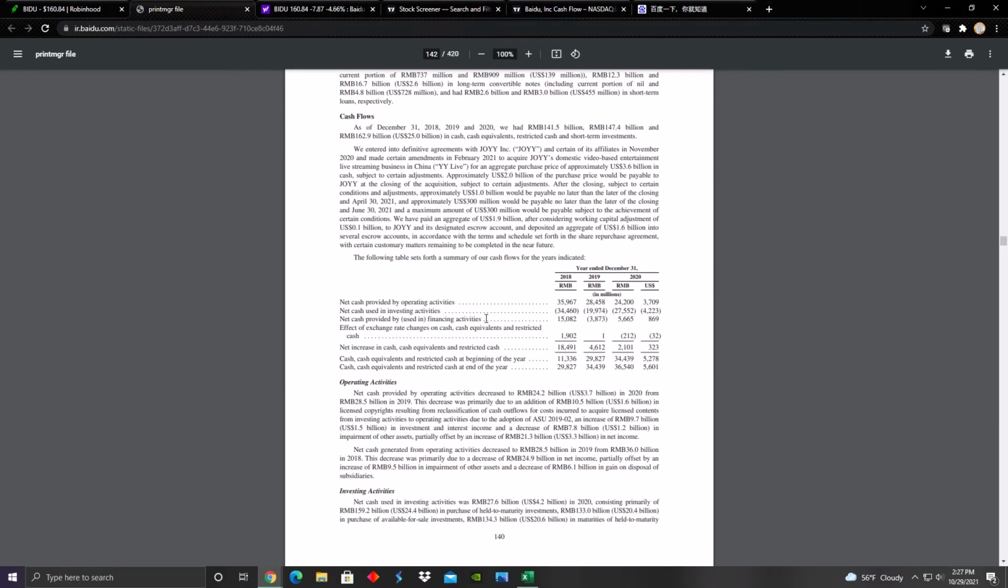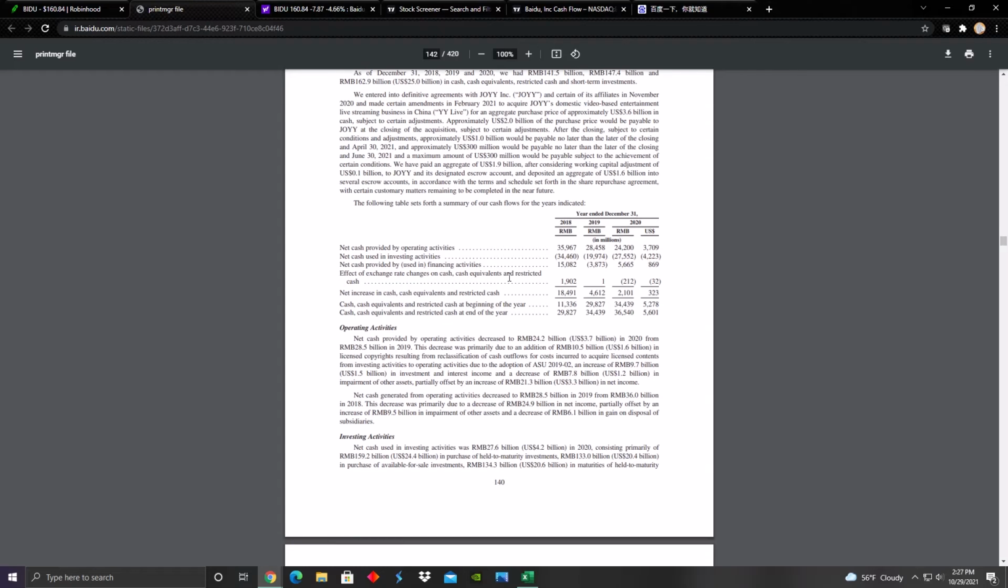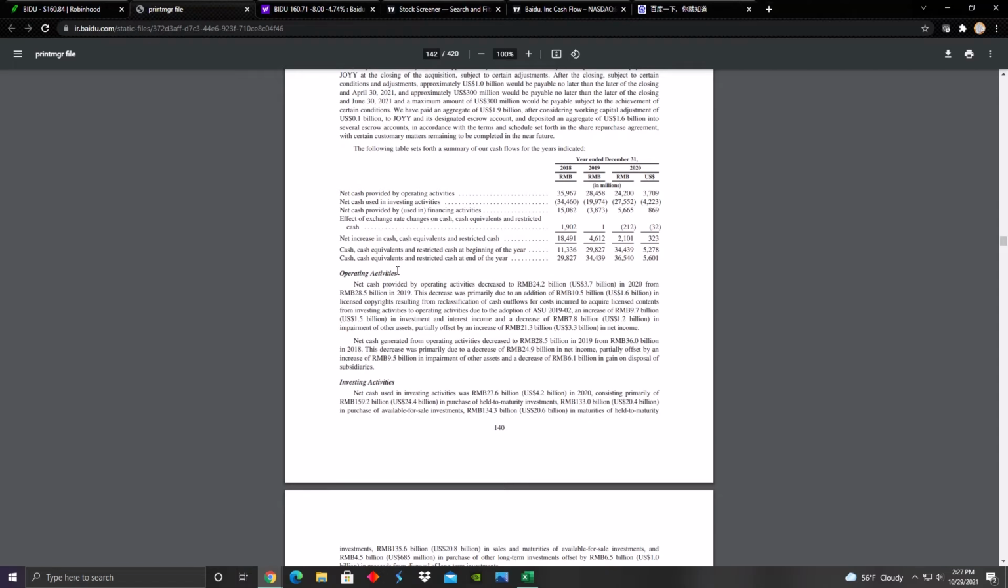We can see right here that their net cash from operating activities has declined, like I said before, and investing activities has pretty much stayed flat, declined from 2018 to 2019 and then increased in 2020, and their net cash from financing has fluctuated a little bit. And then their total cash at the end of each year has increased from 29 billion in 2018 to 34 billion in 2019 and then to 36 billion in 2020, which equates to 5.6 billion US dollars.